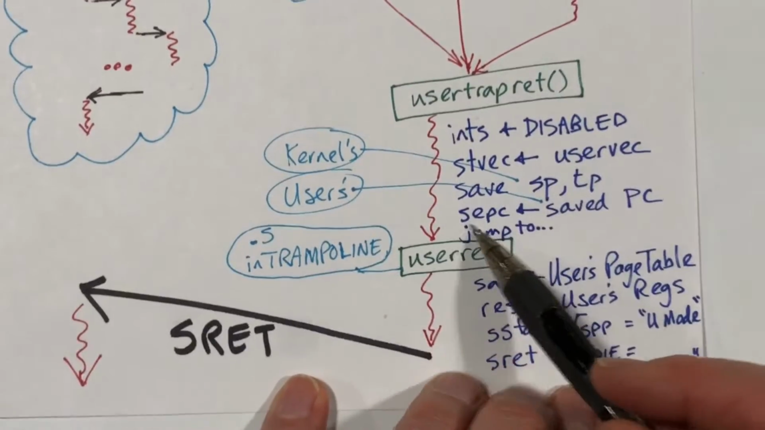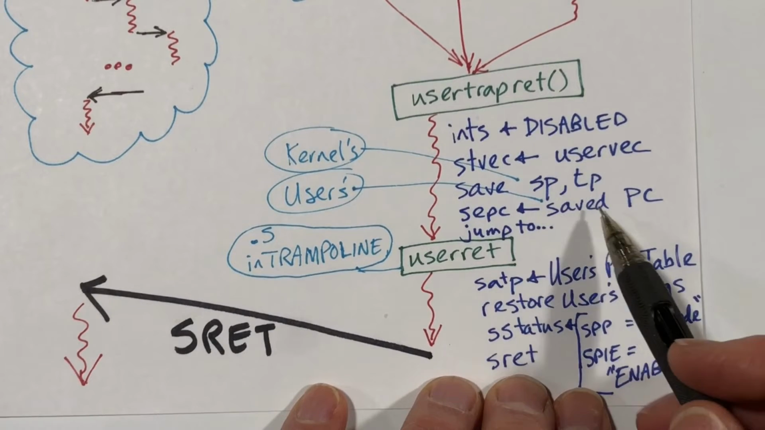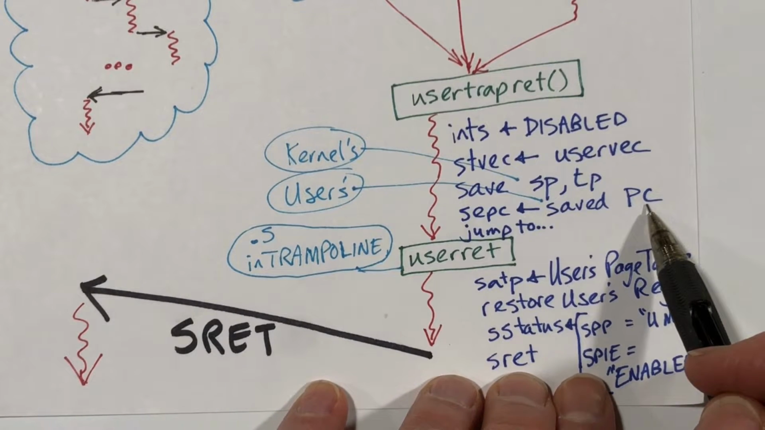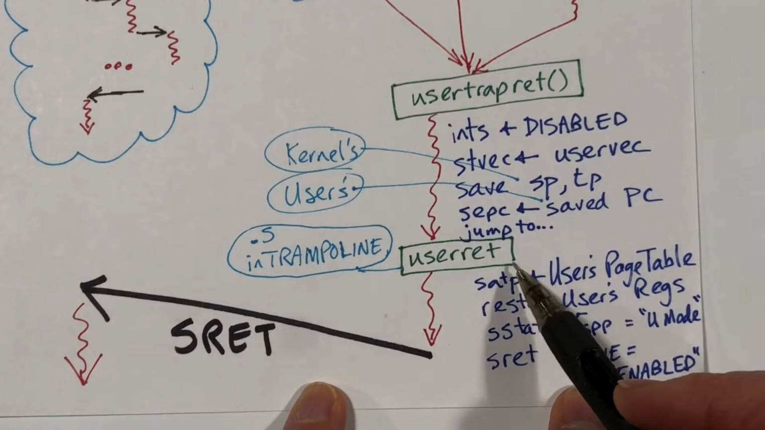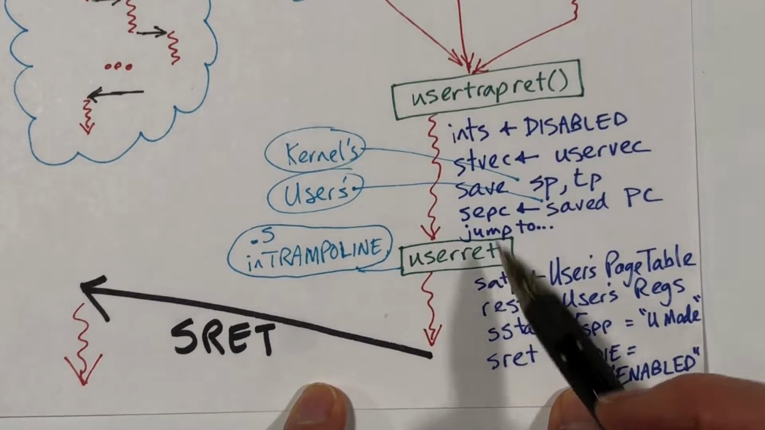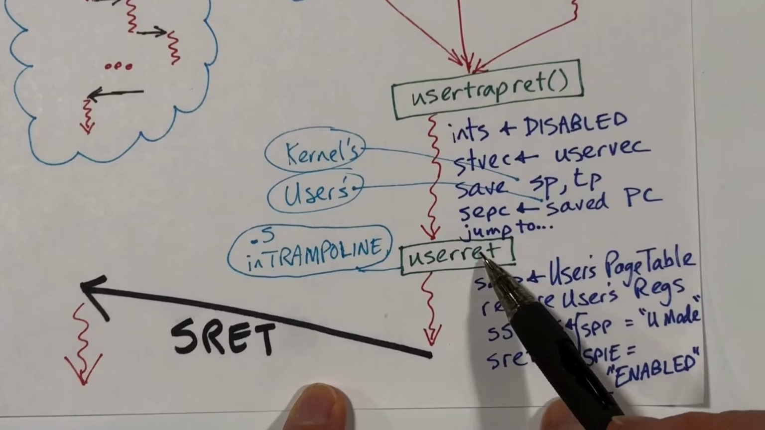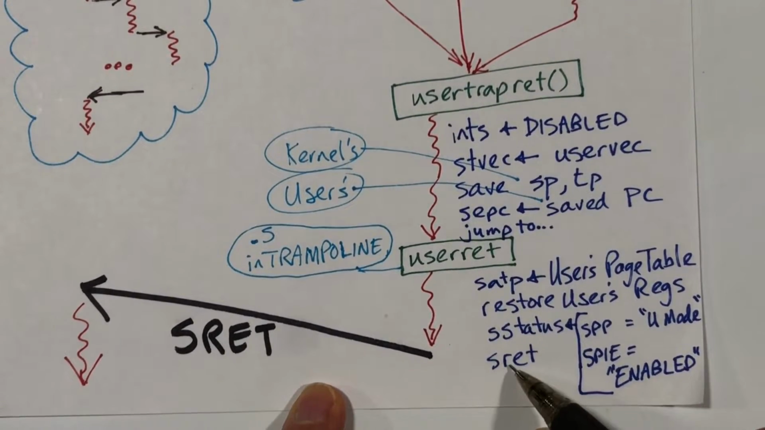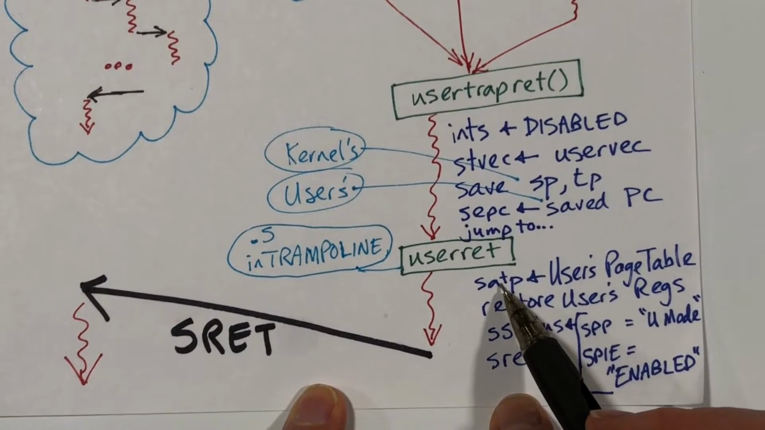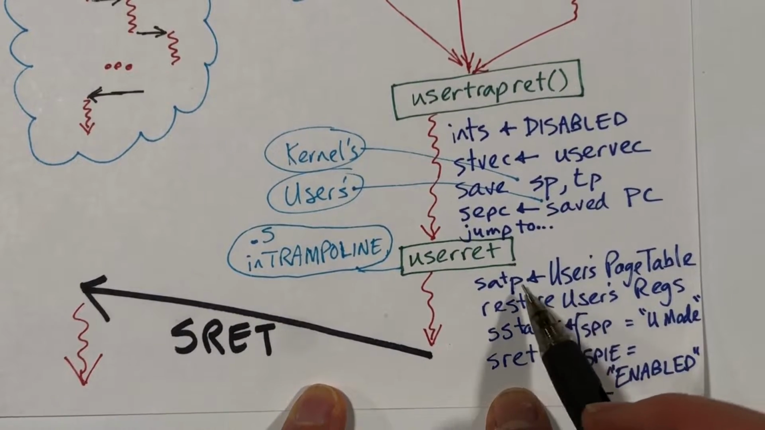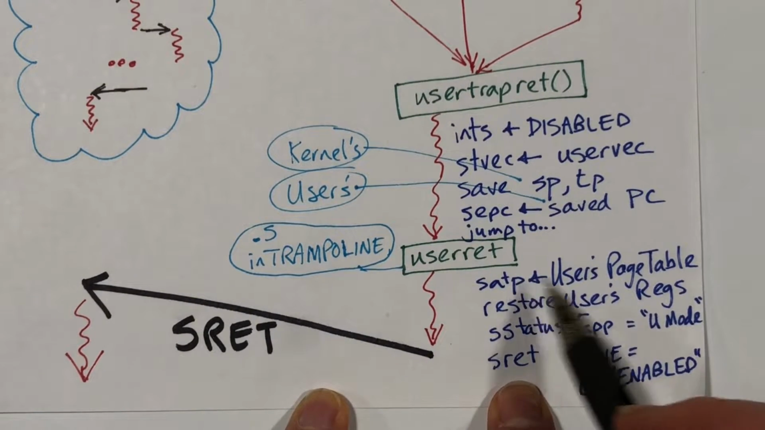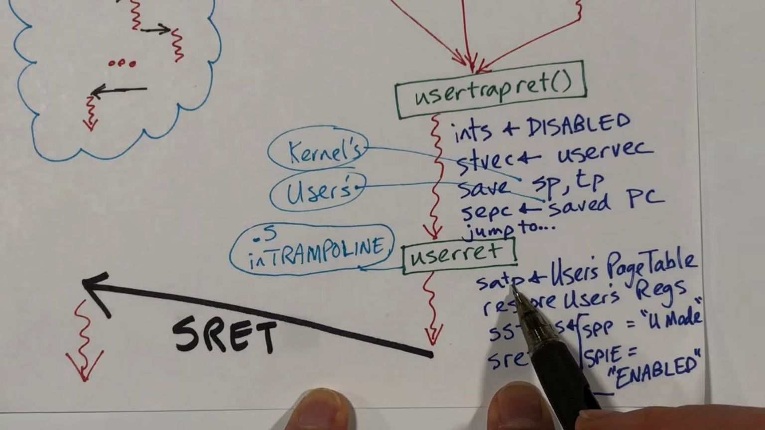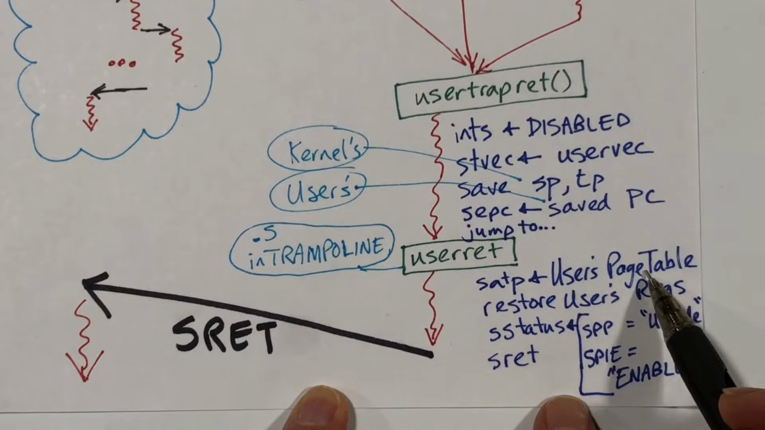The SRET instruction will rely on the SEPC register, so we retrieve the saved program counter, and we put it into the SEPC register. And then we jump into some assembly code, and this assembly code is located in the trampoline page. It's called userret, and this will complete the process and execute the SRET instruction. Now that we're executing in the trampoline page, we are in that top page that lives in every address space, and so we can switch from the kernel's address space to the user's address space, and we do that by loading the SATP register with a pointer to the user's page table.